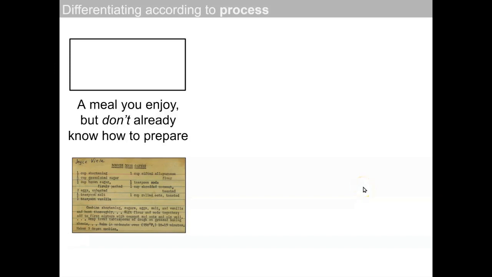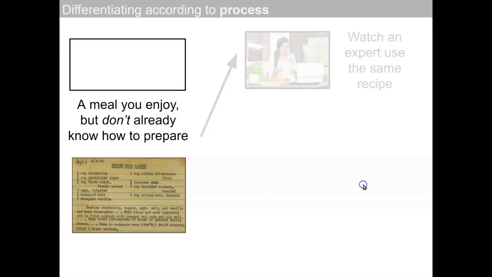So now let's shift to differentiating according to process. And to do that, I'd like you to think for just a minute about a meal that you enjoy, but that you don't already know how to prepare. Something you love to eat, but you don't know how to cook for yourself. And then I'd like you to think about a follow-up question. How would you prefer to learn to make that dish?